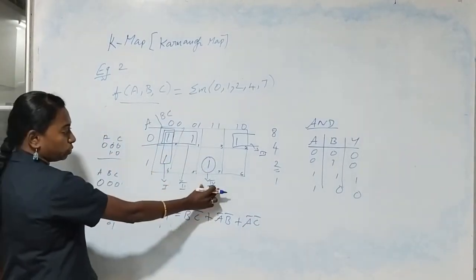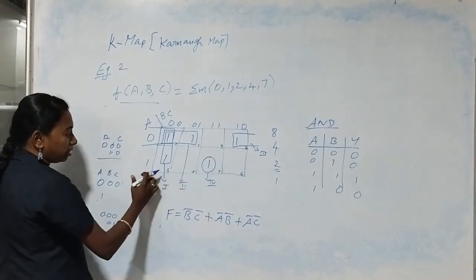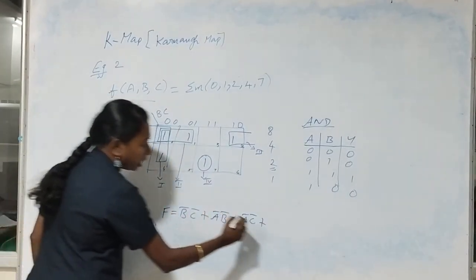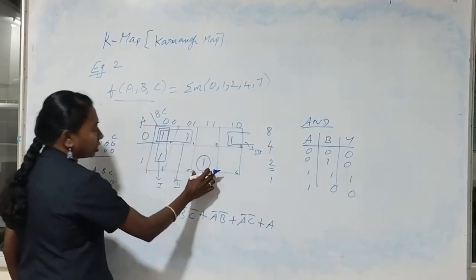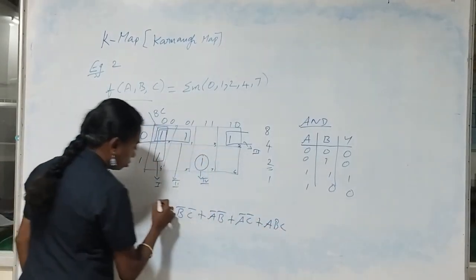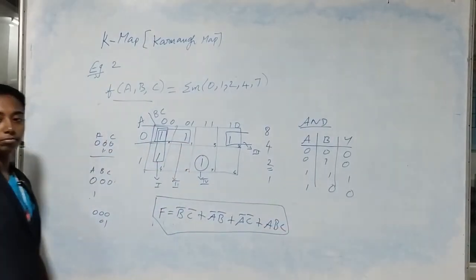And the final fourth one, which cannot be grouped with anything else. So I am writing it as it is. So the corresponding row is 1, which represents A, and the corresponding column is B and C. So this is A, B, C. So this is your final expression for your example. Okay.